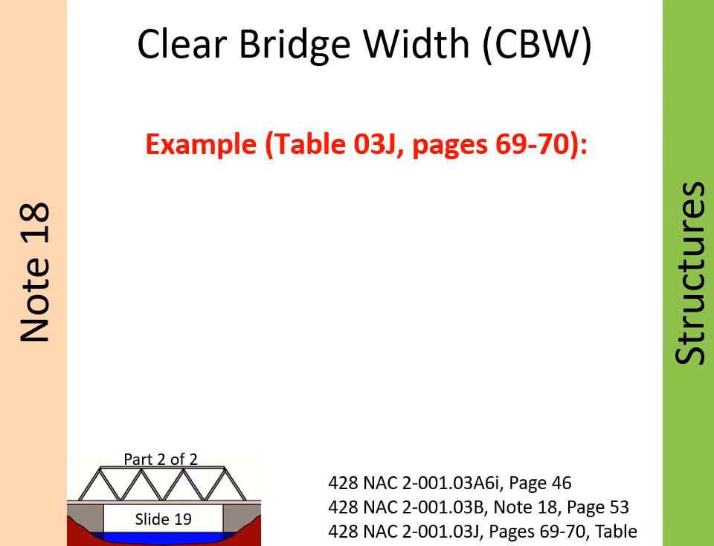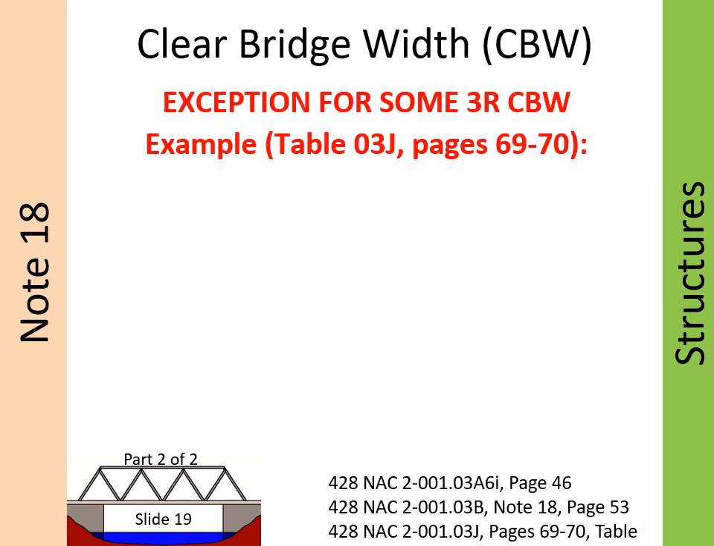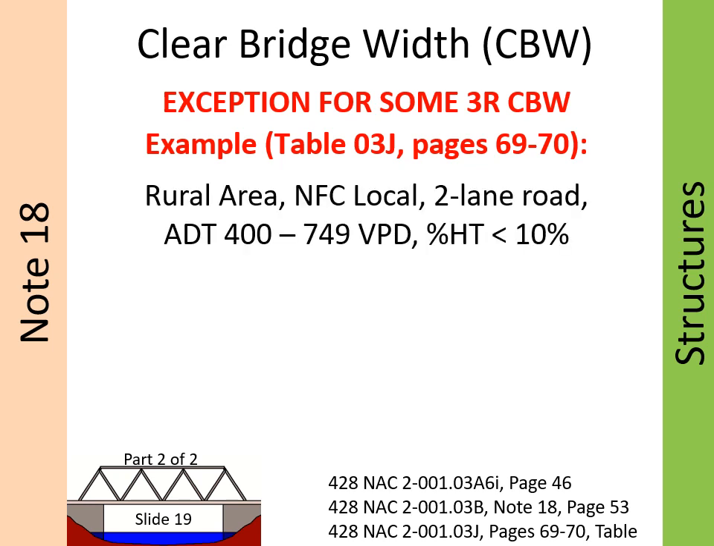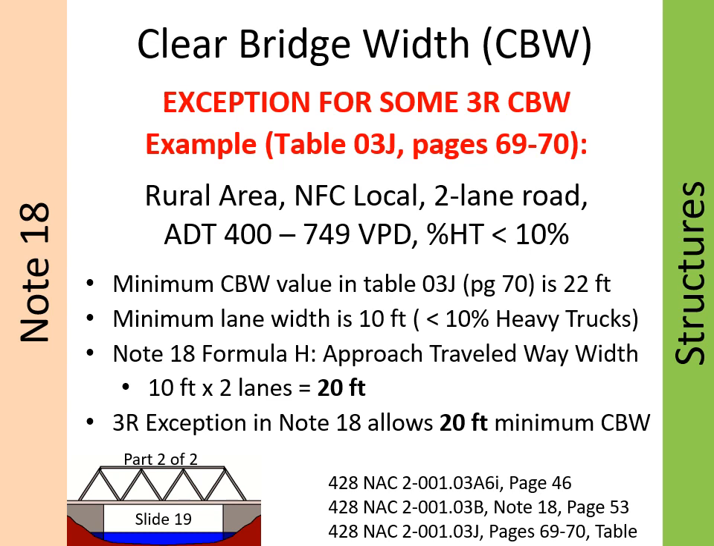This slide is an example of the 3R clear bridge width exception. In this case, the value in the table is based on a 22 feet approach traveled way. However, because the heavy truck percentage is less than 10%, the minimum traveled way is allowed to be 20 feet. Therefore, a bridge or other structure with 3R work is allowed to have a minimum 20 feet clear bridge width. This is less than the value shown in the table, and it is allowed by Note 18.